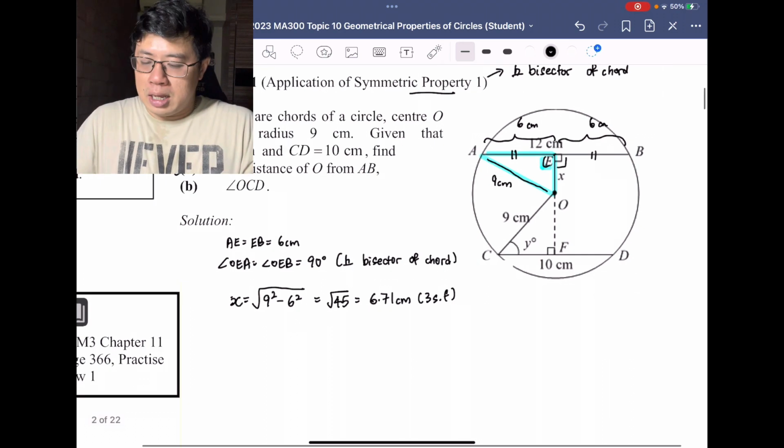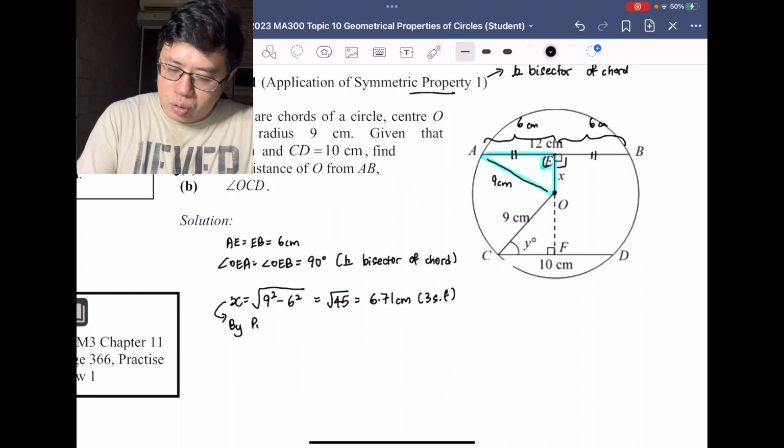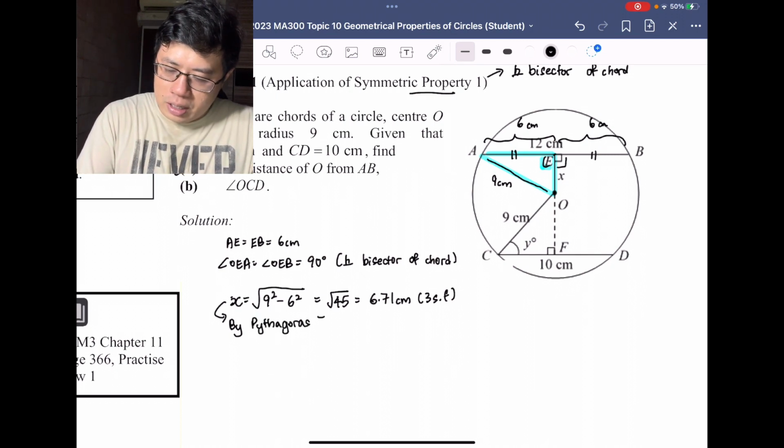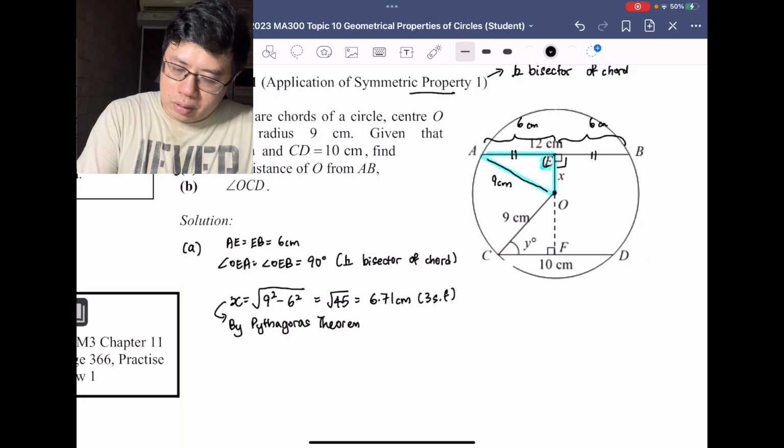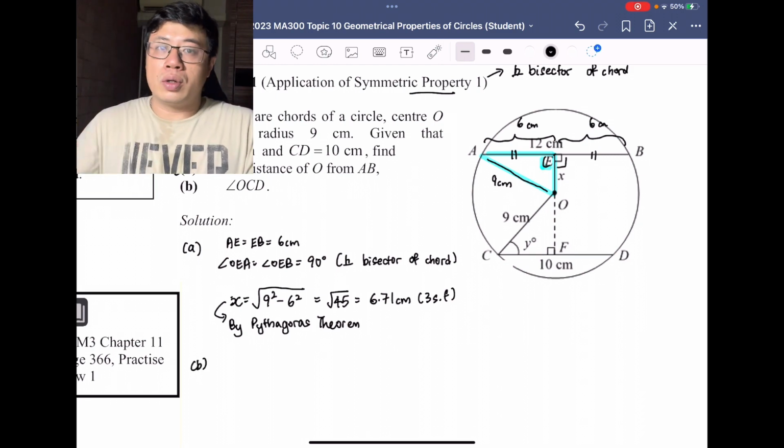Okay, so part A is done. So the distance of O from AB, just make sure you write down by Pythagoras theorem. So this is part A. Part A is done. So next we will look at part B.